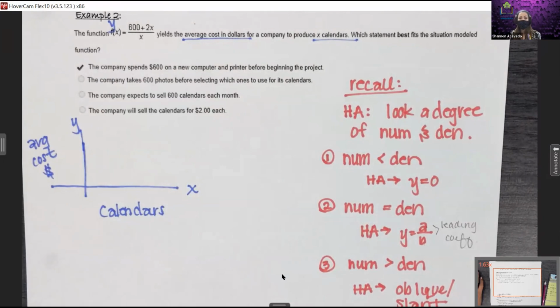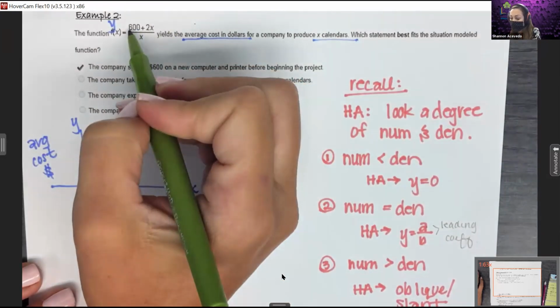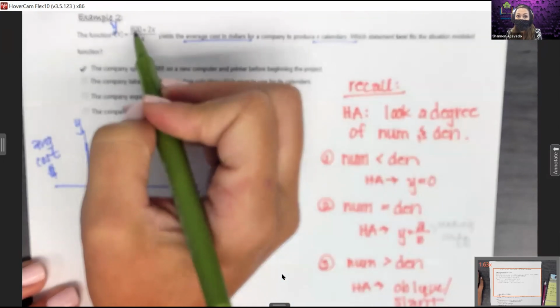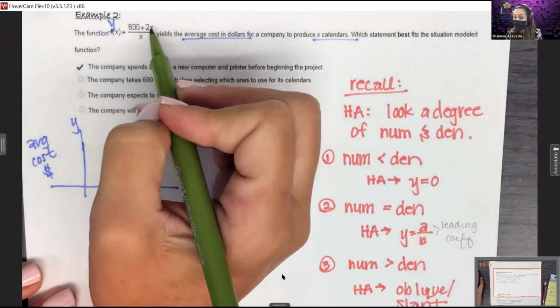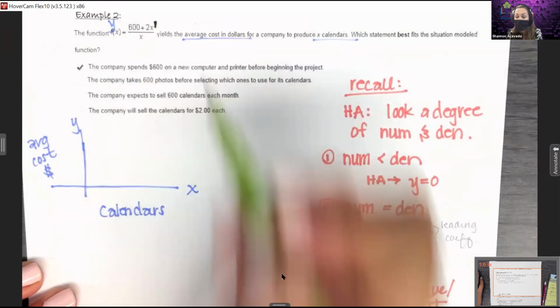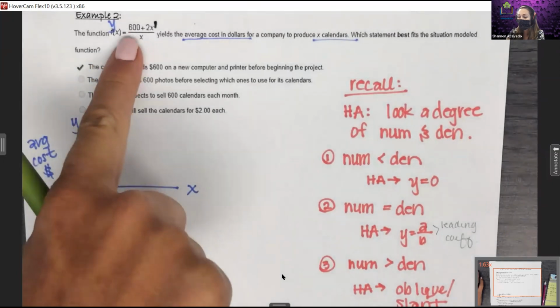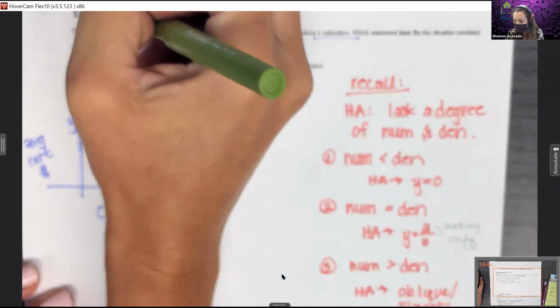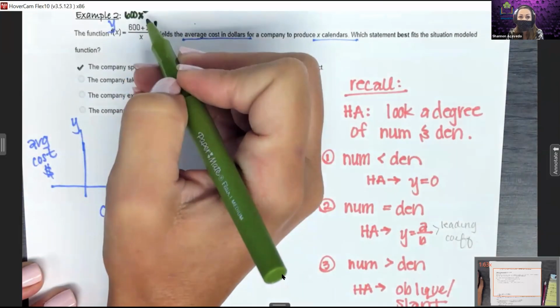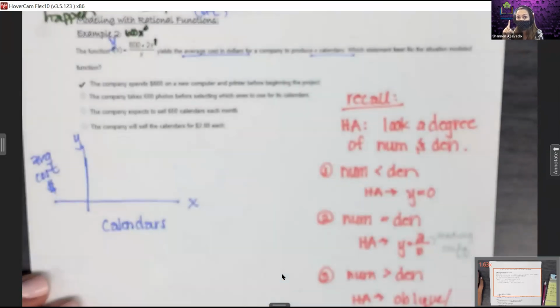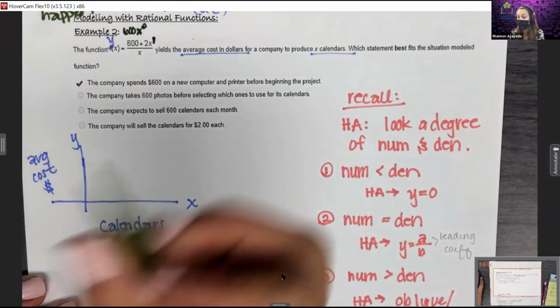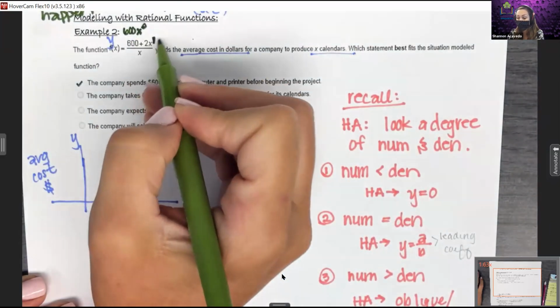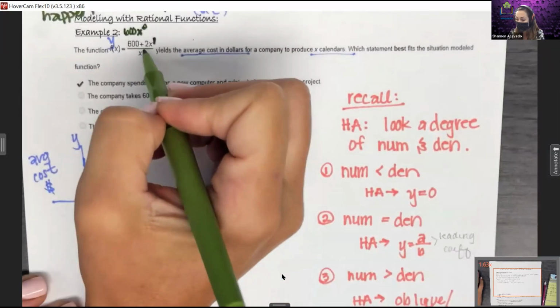I say you need to focus on the degree. The degree is the highest term. So here is a 600 plus a 2x. This 600 is degree 0. The 2x is degree 1. How do I know this is degree 0? This is like saying 600 x to the 0 power. Anything to the 0 power is 1. So that would be a degree 0, and this would be a degree 1. And this is also degree 1.